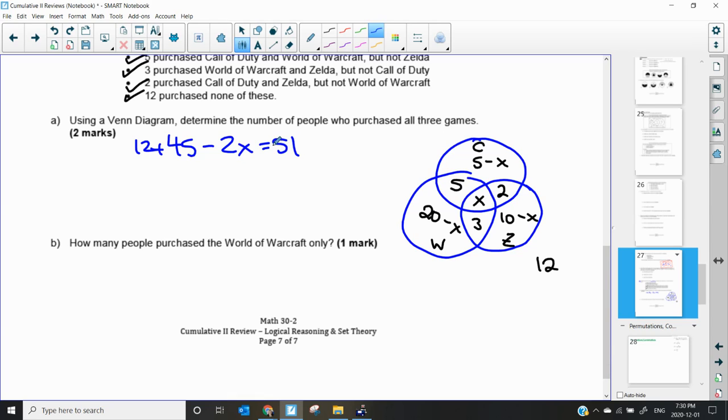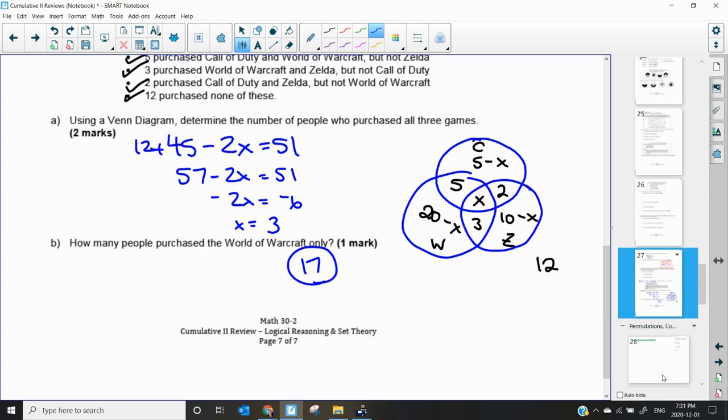So 12 plus 45 is 57. So we start off here, we've got 57 minus 2x equals 51. Subtract 57 from both sides, and we have negative 6. Divide by negative 2, and we have 3 games. And then from there, we're asked how many people purchased World of Warcraft only. Well, that would be 20 minus 3, which would be 17 people.